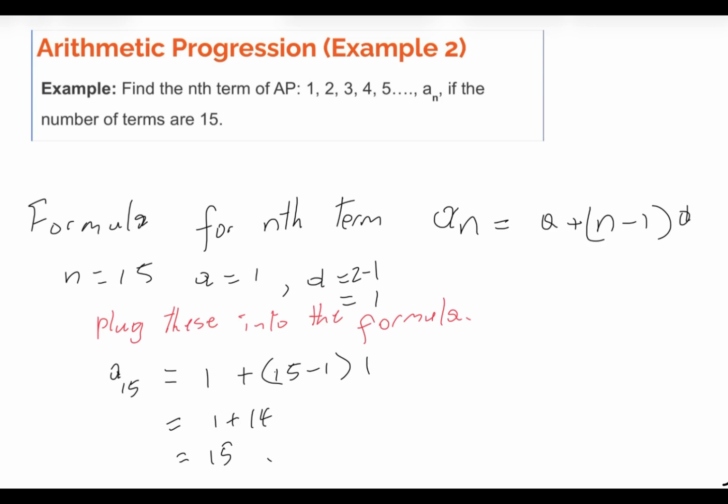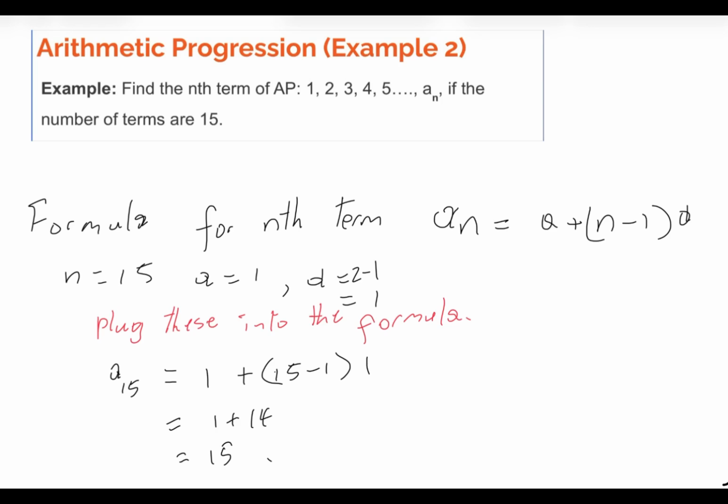Here, n, the number of terms, is equal to 15. A is equal to 1 because a is the first term. And d is the common difference, the same difference between each term. You could just use the first two terms, the difference, 2 minus 1, that is equal to 1. And that would be the same difference between all the terms.